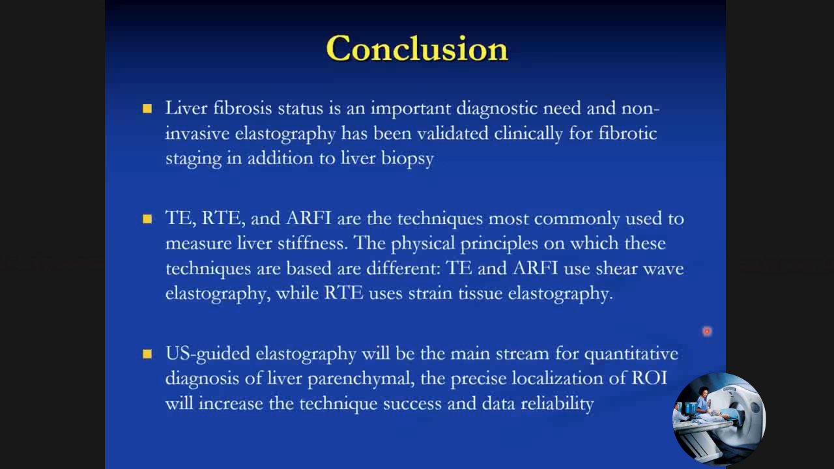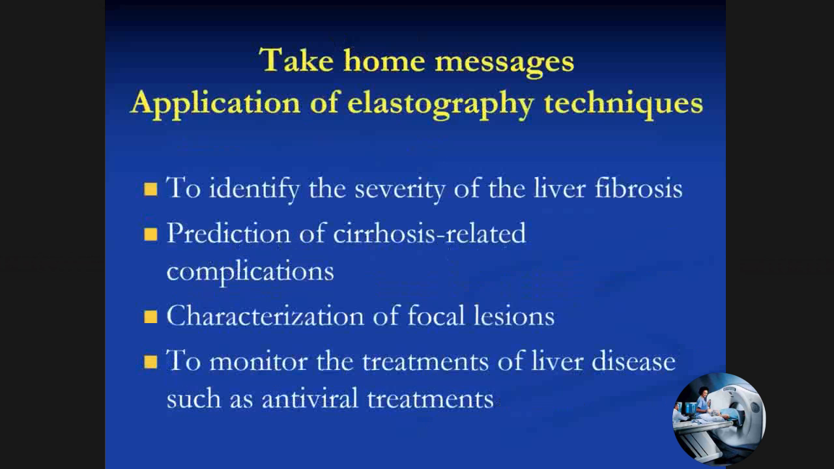Ultrasound-guided elastography will be the mainstream for quantitative diagnosis of liver parenchyma. The precise localization of the ROI will increase the technique success and the data reliability. So we have some take-home messages about this lecture. The application of elastography could identify the severity of liver fibrosis, no doubt. And we could predict cirrhosis-related complications and post-operative events. The characterization of focal lesions could be useful now, and we can use the technique to monitor the treatment of liver disease such as antiviral treatment, and that will be useful in the future.